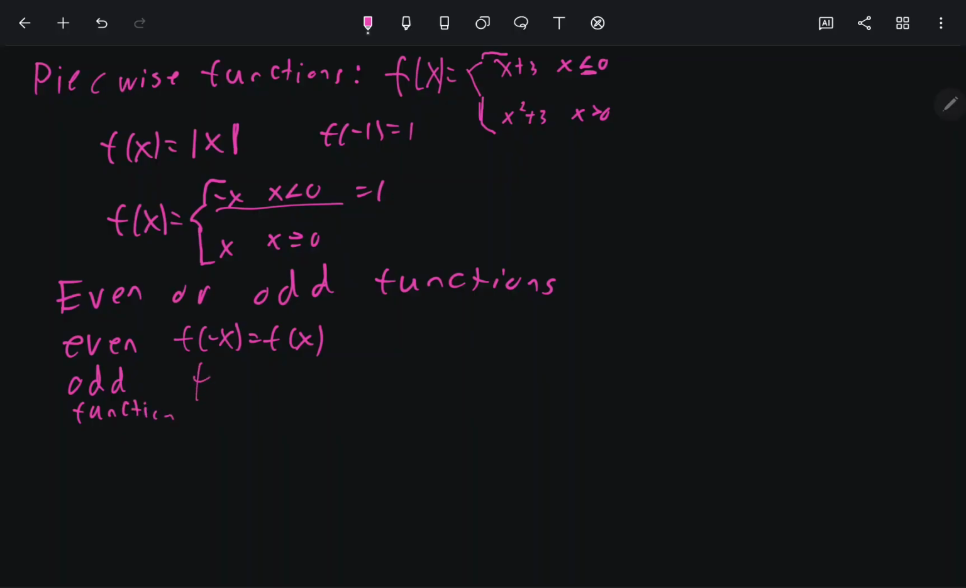so then we might be given f of negative x is equal to negative f of x. And why might we want to know this? Well, let's say f of 3 is equal to 5. So then, what would be the value of the function if it's even?